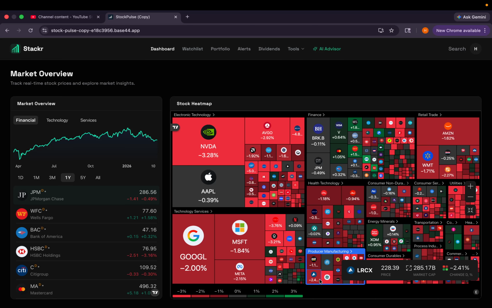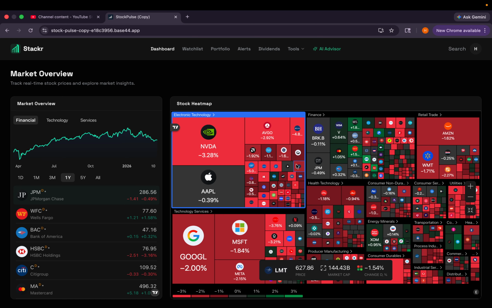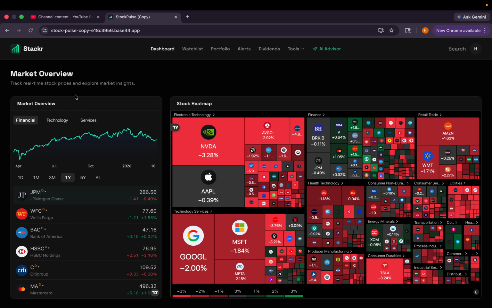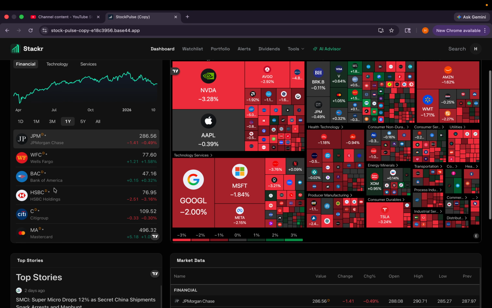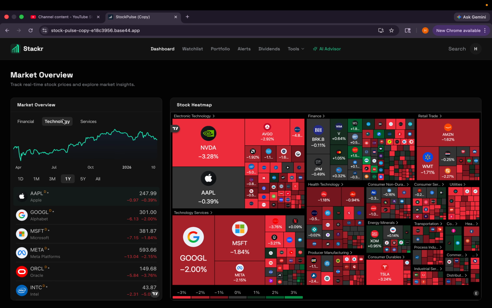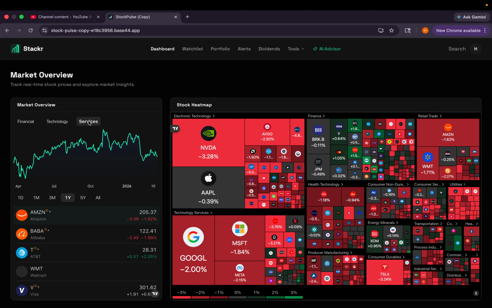Hi everybody, this is Stackr and it's a real-time stock trading app where you can see how the stock prices go up and down. So here we can see just a general market overview of 1 year, 3 months, etc. We have JP Morgan, Wells Fargo, Bank of America, MasterCard too. We can change it to technology. We can have Apple, Google, Microsoft, Meta, then services, Amazon, Alibaba, AT&T.